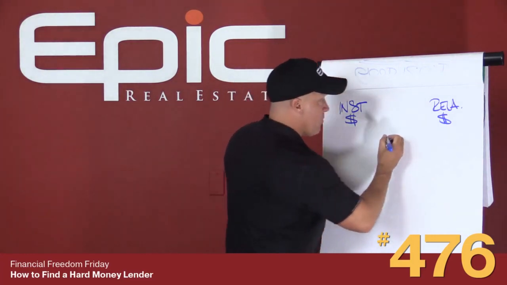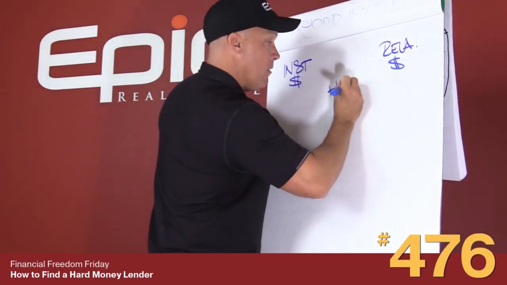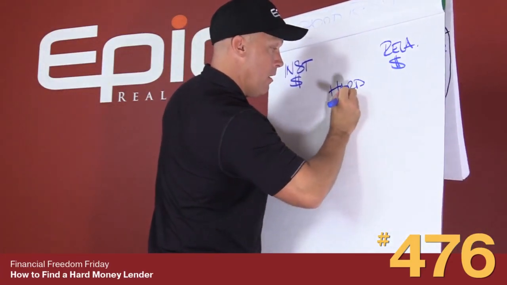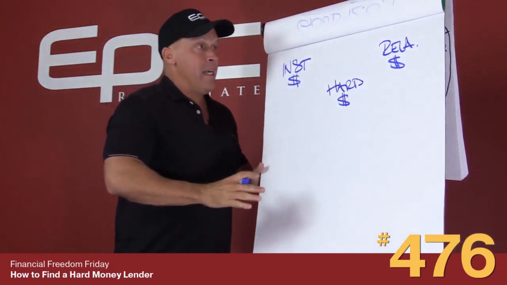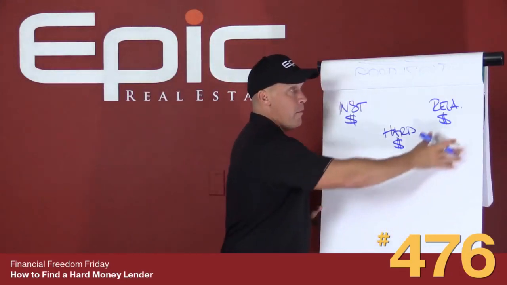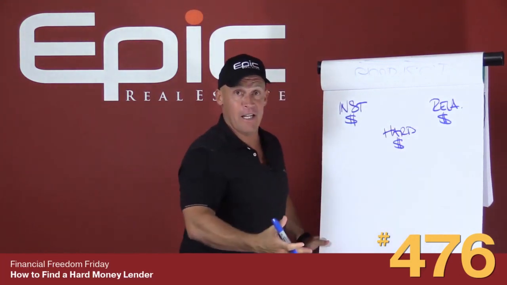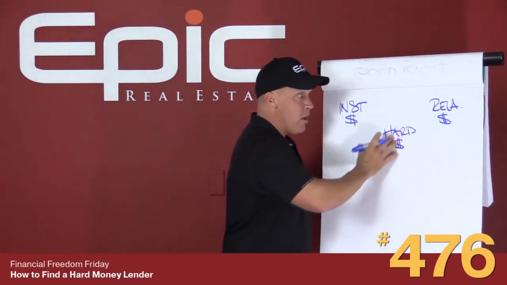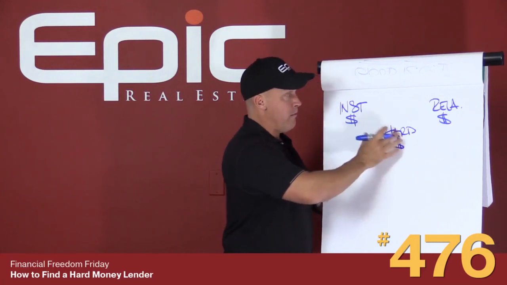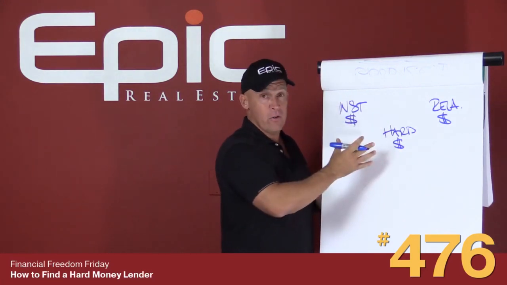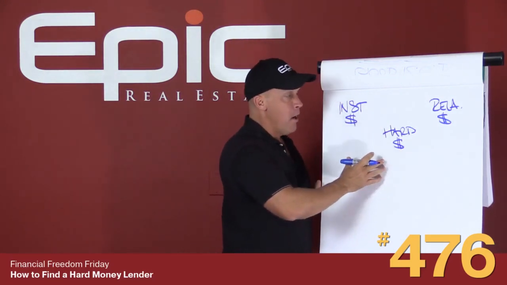Now the hard money is right here in the middle. Hard money is typically someone who was previously relationship money to somebody, saw the benefit in lending their money, and started to make a business out of it. So they kind of straddle the fence. They're not quite a full institution, although it could be in some scenarios.